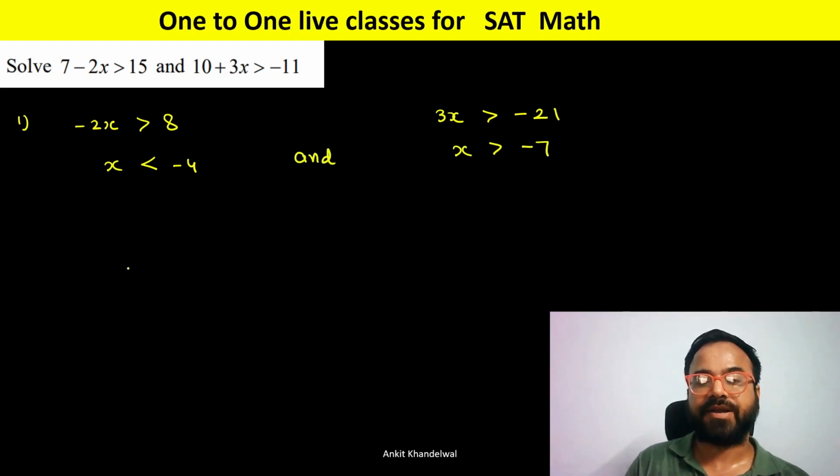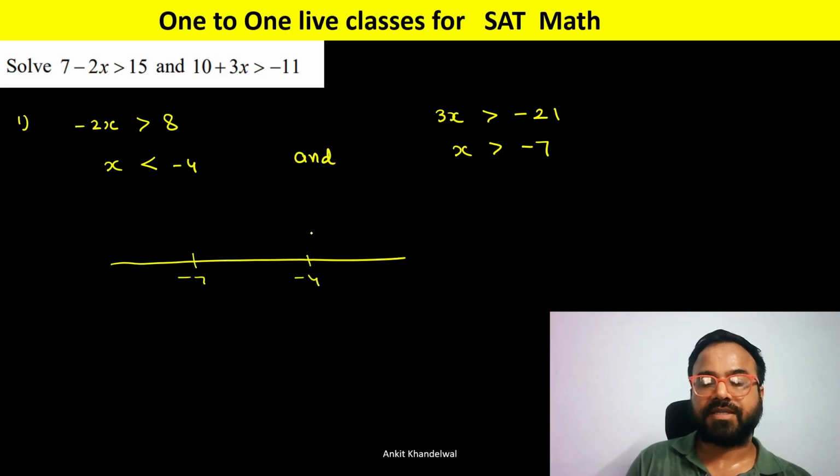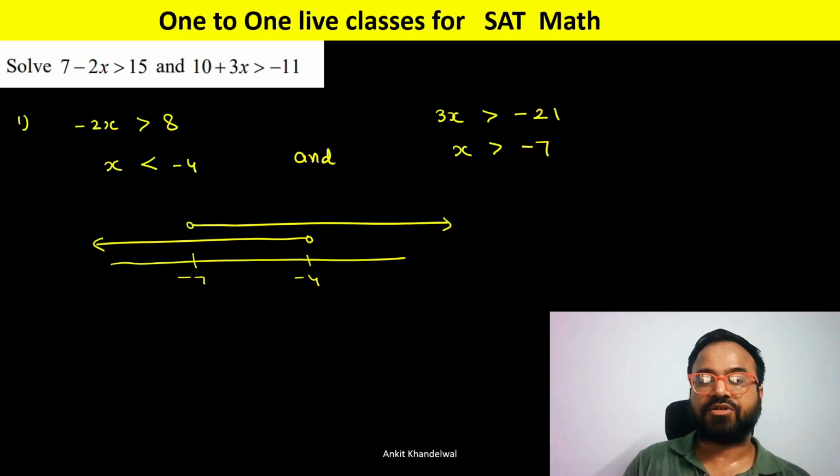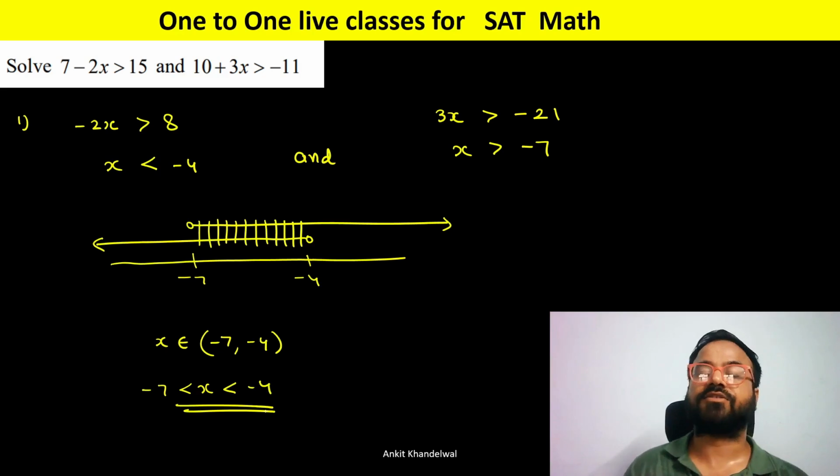Now there is an AND. So on the number line, this is -7, this is -4. The first one says x less than -4, which means this. The second one says x greater than -7, which means this. So AND means the common part, where they overlap. So we can say x belongs to -7 to -4, nothing is included, so open brackets like this. Or you can also write it like this: x greater than -7, less than -4. Like this also we can write.